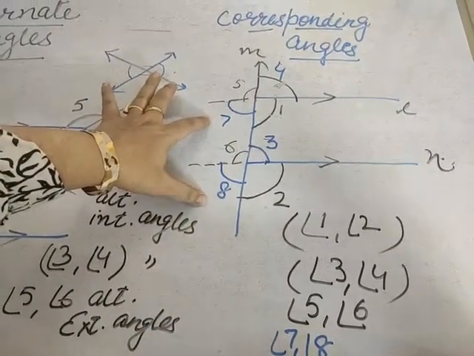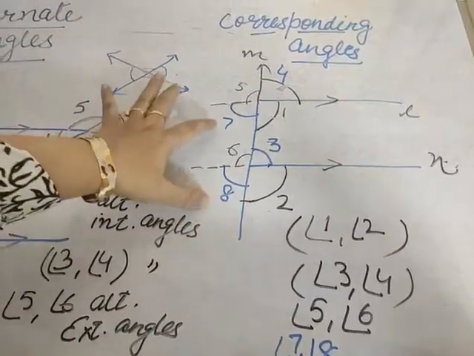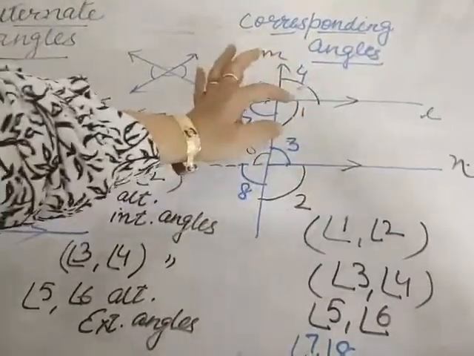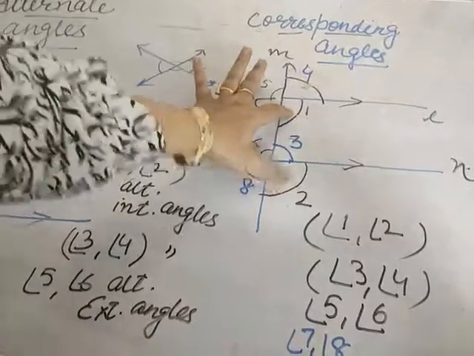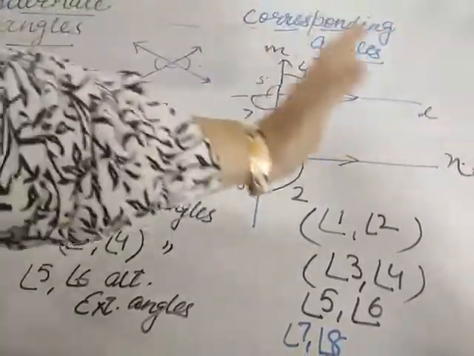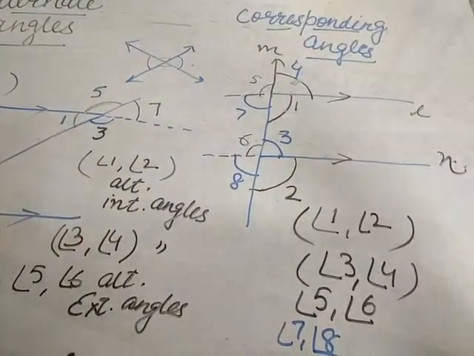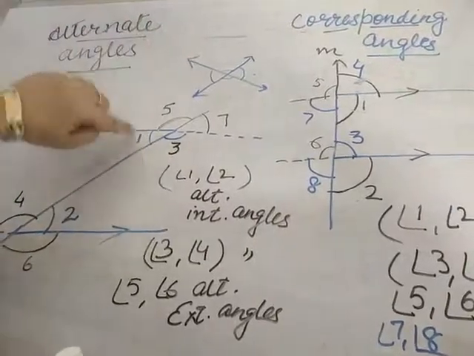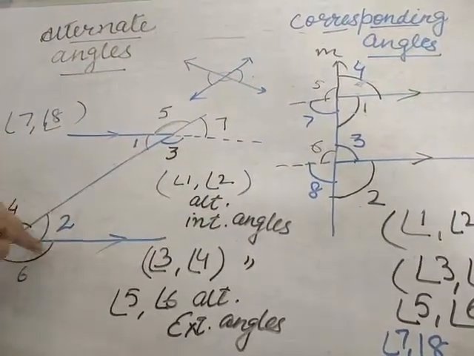As you can identify from the position of my hand also, in the corresponding angle I am pointing only one side: 1 and 2, 3 and 4. I am pointing only one side of the transversal. But in alternate, I was not pointing one side. One was on top, one was on left, and another angle was on right.